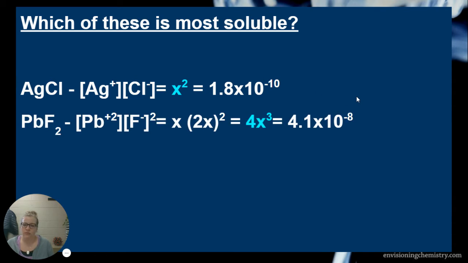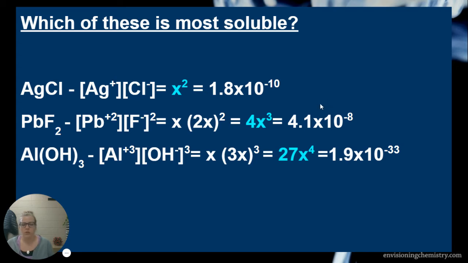In the case of lead fluoride, it's going to turn into, like we saw in the example, Pb plus 2 and F minus, but I get 2 F minuses. So in my expression, I'm going to square it. And then when I put in my E values from my ICE table, I'm going to put in X for the lead and 2X for my F minus and square it. That's going to get me 4X to the third, just like I showed you in the example.